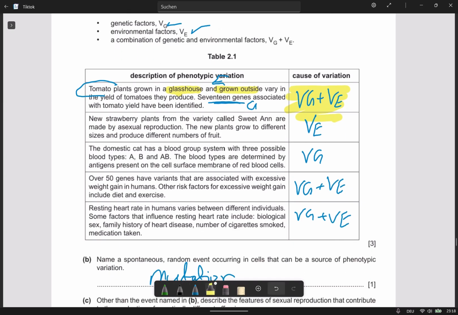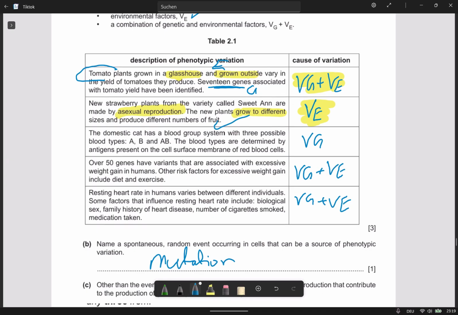Okay. Now here it tells us that new strawberry plants from the variety called Sweet Anne are made by asexual reproduction. The new plants grow different sizes and produce different numbers of fruits. Okay, so those were grown by asexual reproduction, no effect of meiosis or genetic changes, so this is important to know here. And they just simply grew to different sizes, so that means that it was environmental, because asexual means that they're genetically identical, so the effect here was purely environmental.